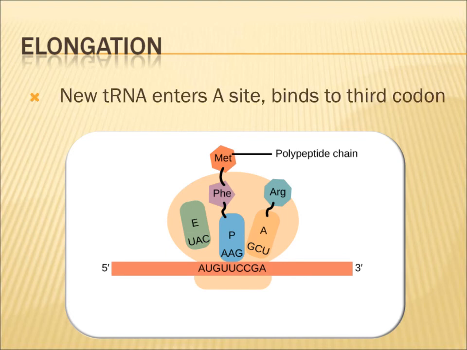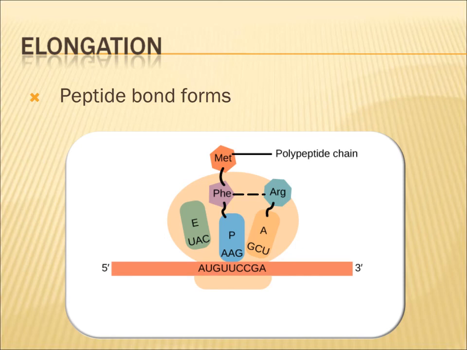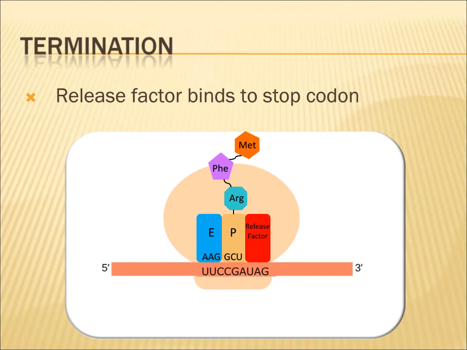At the same time, a new transfer RNA enters the A site and binds to the third codon. In this case, the codon is CGA. The transfer RNA that recognizes this codon is carrying the amino acid arginine. The ribosome catalyzes a peptide bond between phenylalanine and arginine, and translocation occurs again. Then another transfer RNA will bind to the codon in the A site, and this keeps happening until a stop codon, such as UAG, is reached.